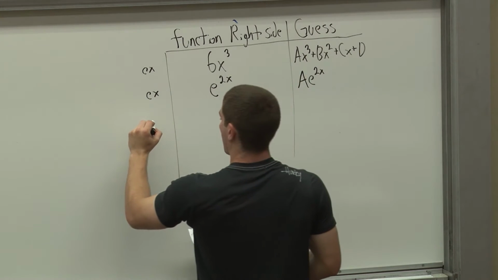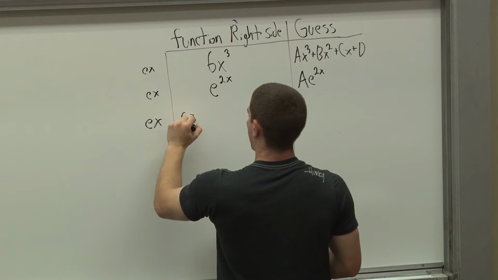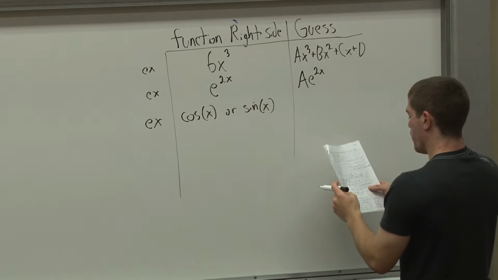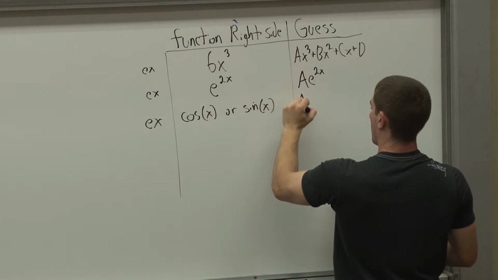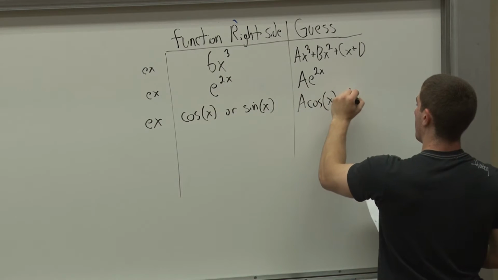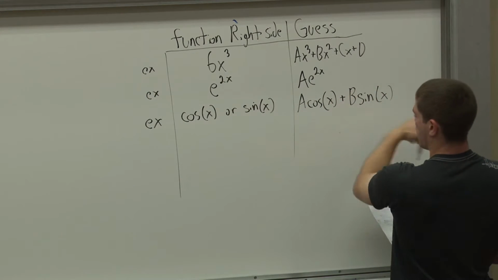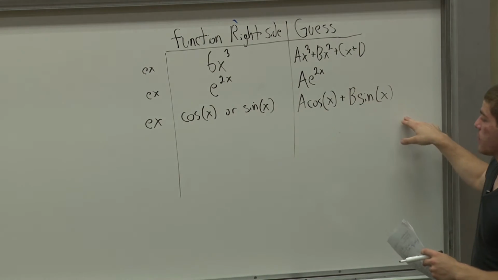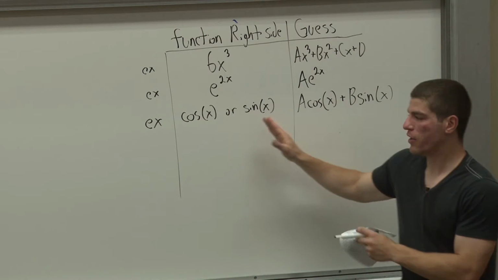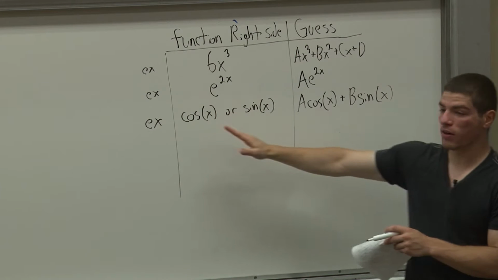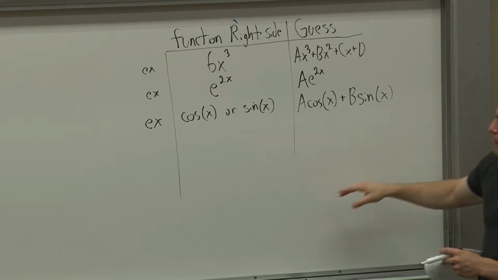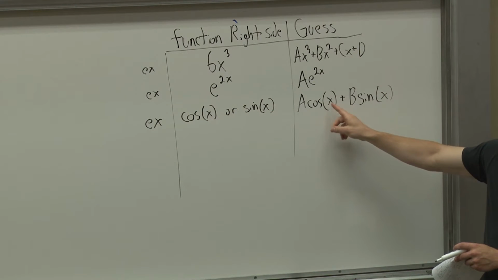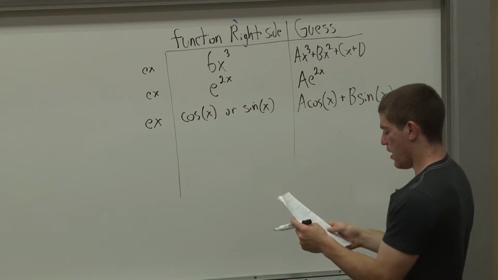OK, next one is with sines or cosines. If you have cosine of x or sine of x, your particular is going to be a times cosine of x plus b times sine of x. Regardless of whether you have a cosine or a sine or both, you're going to use this for your guess. If you have something cosine plus something sine, your guess would be something cosine plus something sine. If you just have one cosine or one sine, this is still going to be your guess. If there's a 2x inside the cosine or the sine, the 2x would be the same in here. That's a good thing to know.